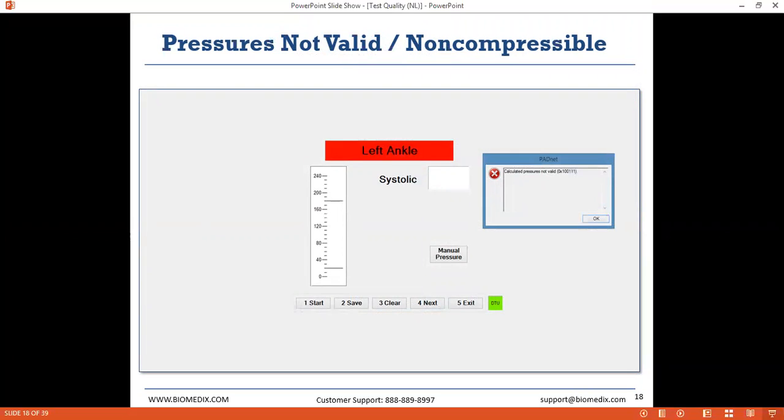This is another common occurrence in the testing software. It's called a non-compressible error, or a non-compressibility error. This typically occurs in the patient's ankles. It's very rare that this occurs in the patient's arms, and it occurs most commonly in patients that are diabetic, patients that are highly hypertensive, or both.